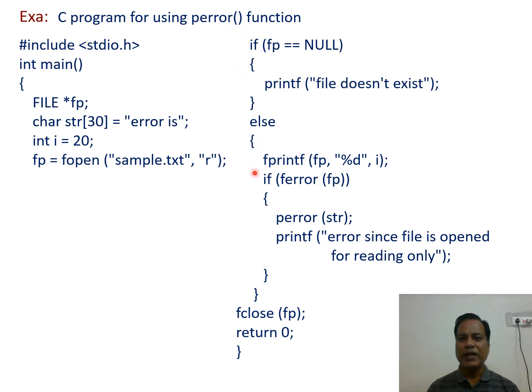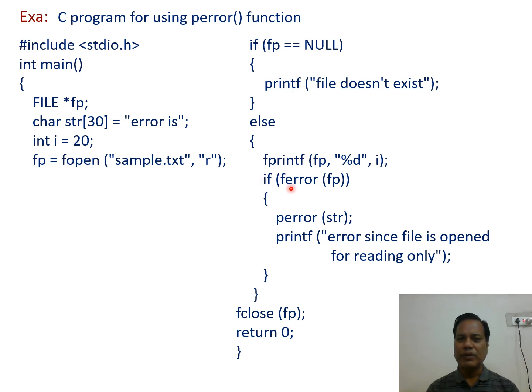Then using an if else statement, condition if fp equal to NULL, that is, if fopen returns a null value to the file pointer, then print "file doesn't exist", meaning that the file is not open. Else fprintf(fp, "%d", i), the value of i, that is 20, is printed into the file pointed to by the file pointer fp.